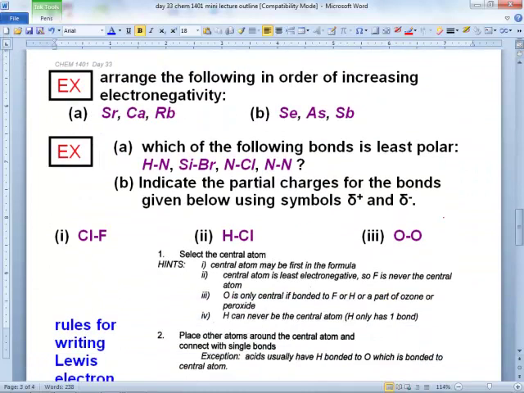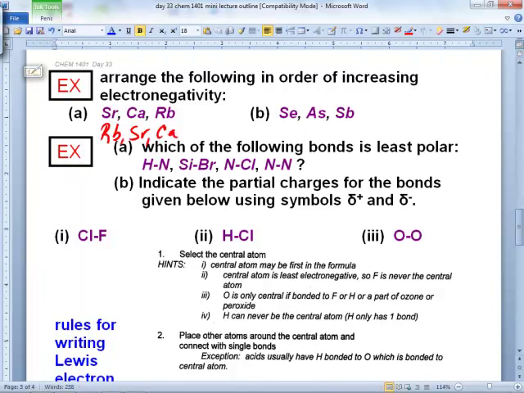Arrange the following in order of increasing electronegativity: strontium, calcium, rubidium. Where is this stuff? Here it is. It's down here. Which one would be the least electronegative? Rubidium, then strontium, then calcium. Everybody agree with what he said? Rubidium, strontium, calcium.